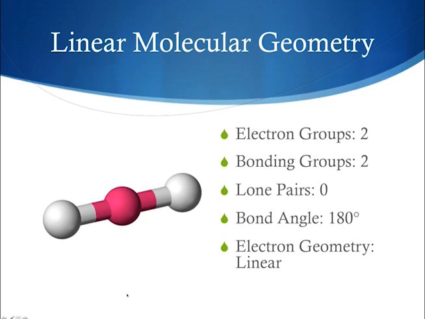So the first kind we're going to talk about, you've actually already talked about when you were talking about linear geometry, and this is linear molecular geometry. So actually this example is the same exact thing. When our electron groups equal our bonding groups, then the molecular geometry will be the same thing as the electron geometry.